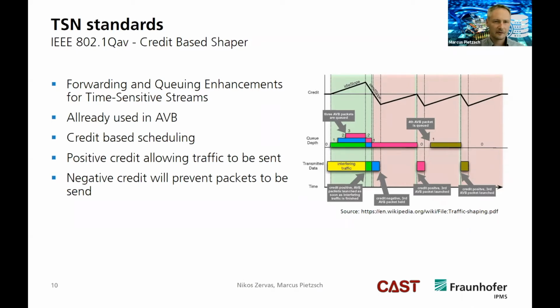So, if a data stream would have negative credit applied, it would not be allowed to send traffic for that period of time. So this gives you the opportunity to set up bandwidth per stream in the network.